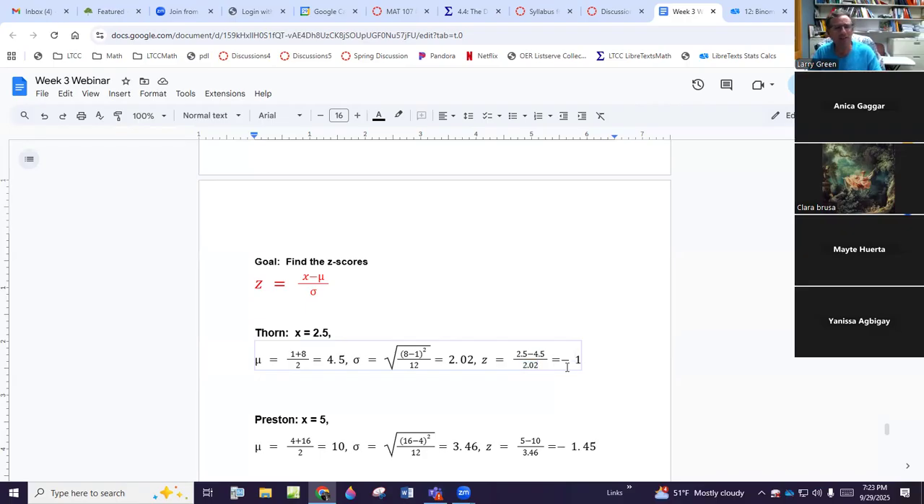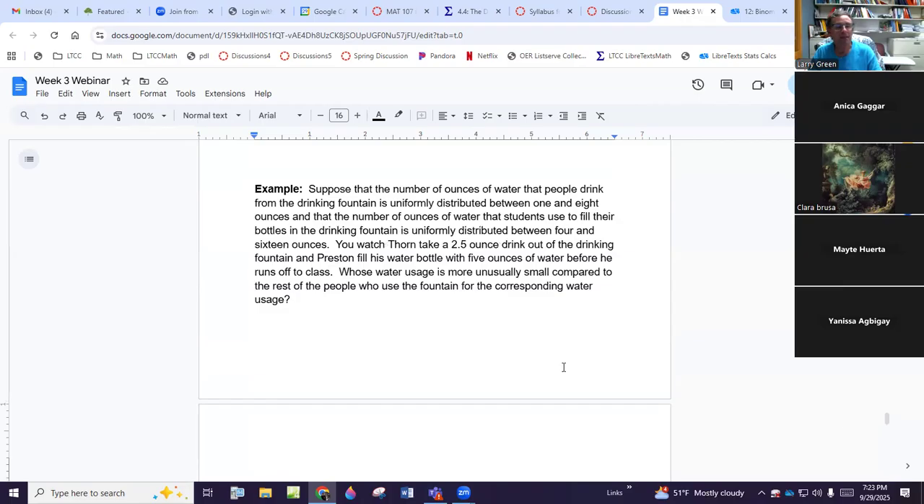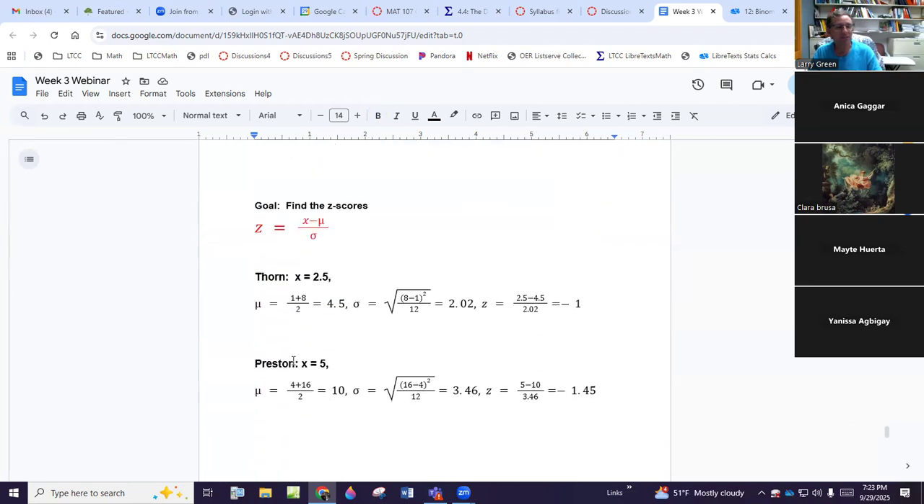Then we do the same thing with Preston. Okay, Preston filled his water bottle with 5 ounces of water. So Preston has his x as 5.